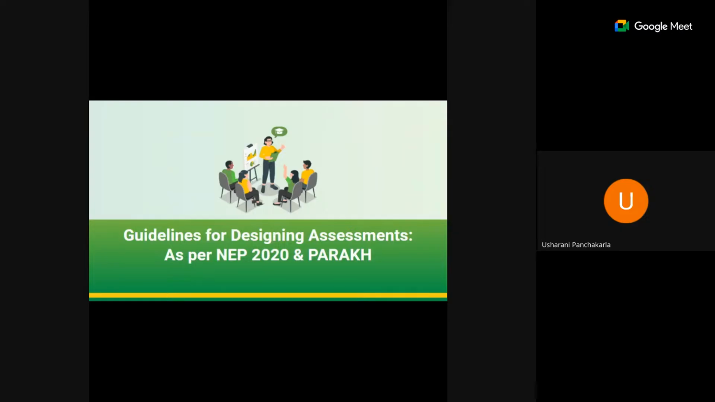Now coming to this, can anyone say about the different paradigms of assessment? We are repeatedly using multiple assessments in our curriculum, in our schooling, or in your classrooms. Ma'am, formative and summative. Yes. Can you tell me the difference between both?